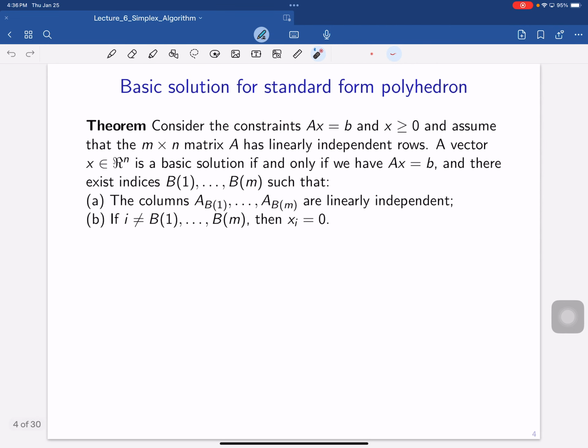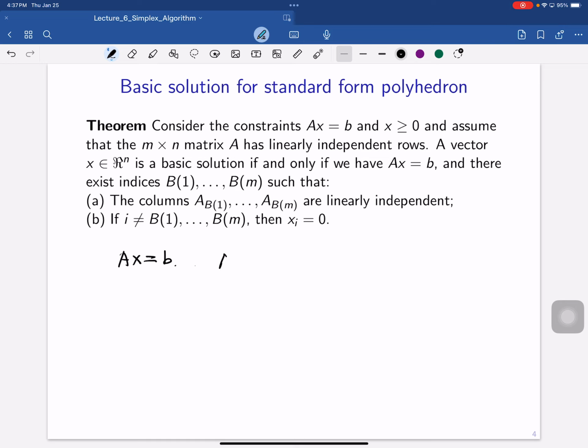So now let's think about what is a basic feasible solution for the standard form polyhedron, because the Simplex algorithm is built on the standard form polyhedron, right? So before we prove the theorem, let's think about how we apply the definition of basic feasible solution to the standard form polyhedron. It doesn't look like the theorem at this point. So in a standard form polyhedron, you have linear equality constraints, Ax equals b, right?